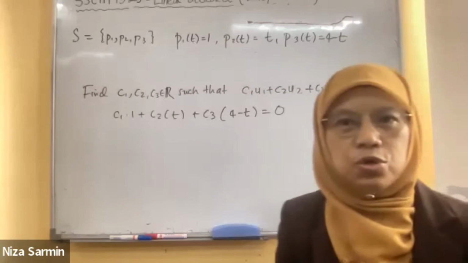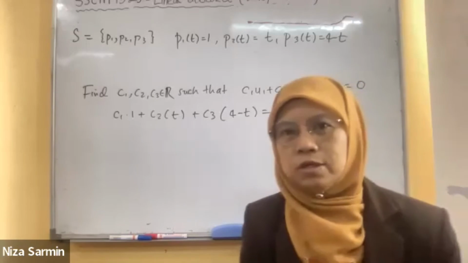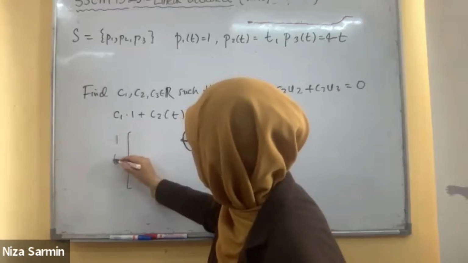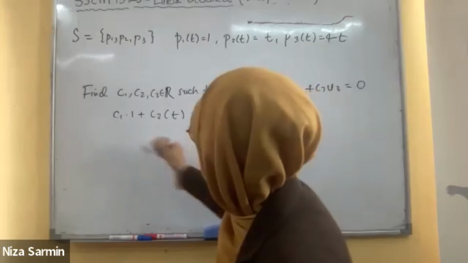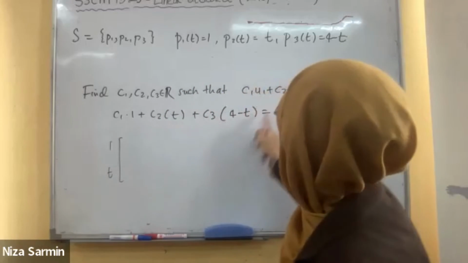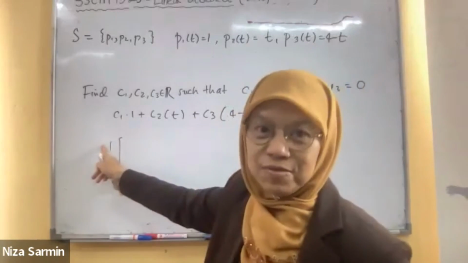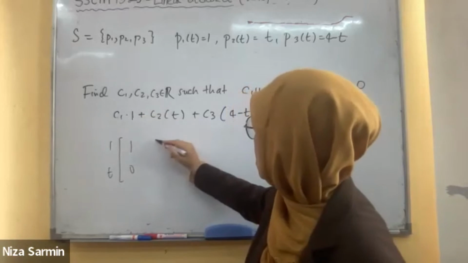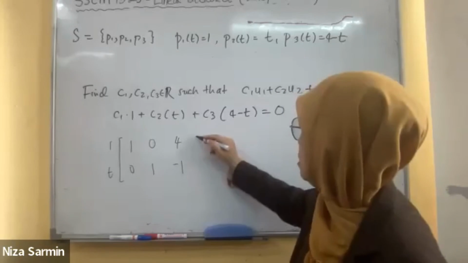Okay, I've never shown you this, I believe, how to transform into matrix. Maybe Dr. Noor has mentioned this, but make it consistent. There's only 1 and t, right? If it's t first, then you probably want to do t first, t and 1. So I take this 1 is 1, 0, t is 0, 1, 4 minus t is 4, negative 1.